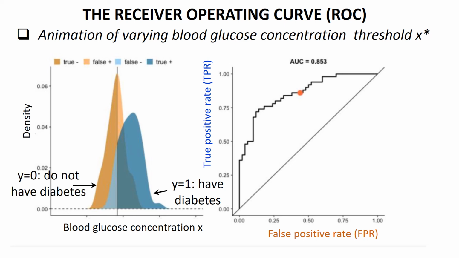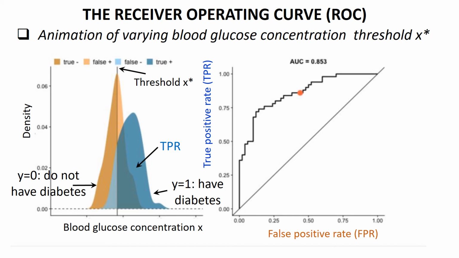And y equals 0 is the blood glucose concentration for those who do not have diabetes. The important thing to notice here is that the distributions are now different for those who have diabetes and those who don't have diabetes. Now, please don't email me and tell me that's not medically true. I'm just doing it for an illustration.